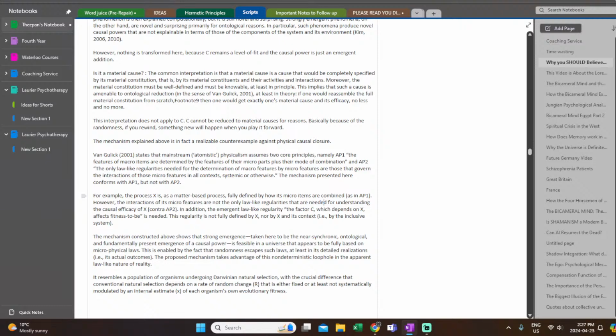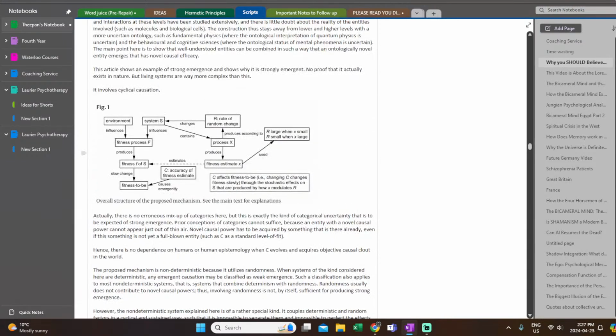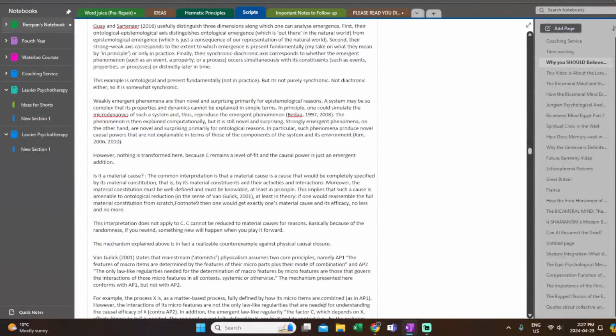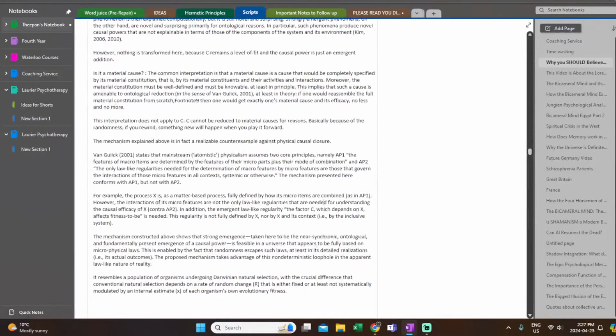However, the interactions of its micro-features are not the only law-like regularities that are needed for understanding the causal efficacy of X. Actually, let me just keep reading. I don't want to lose my train of thought. Contra AP2. Okay, hold on. However, the interactions of its micro-features are not the only law-like regularities that are needed for understanding the causal efficacy of X. Contra AP2.